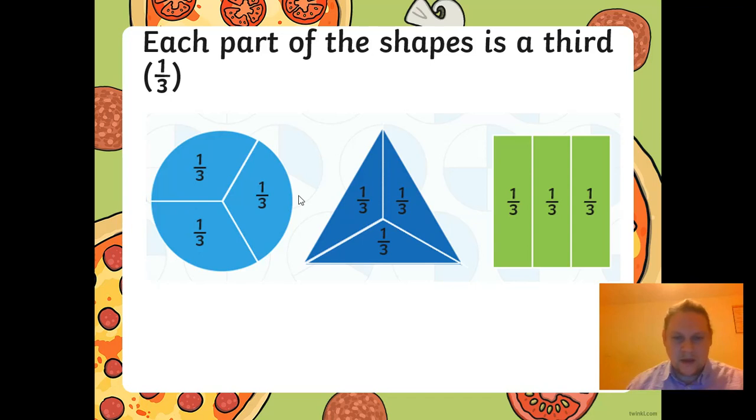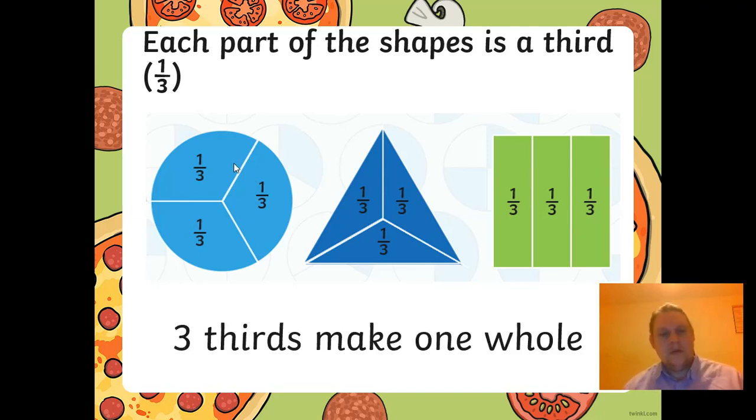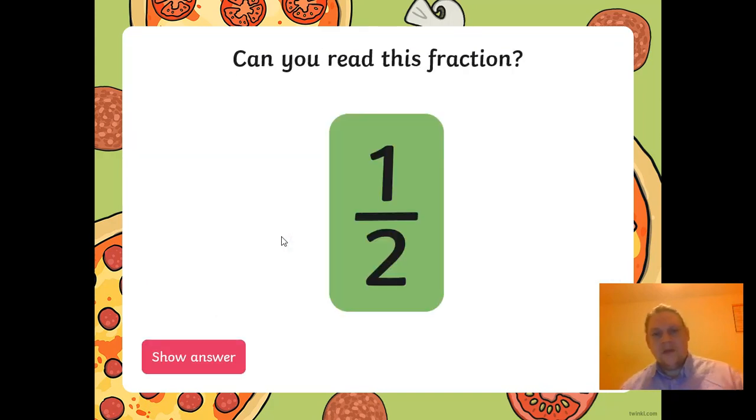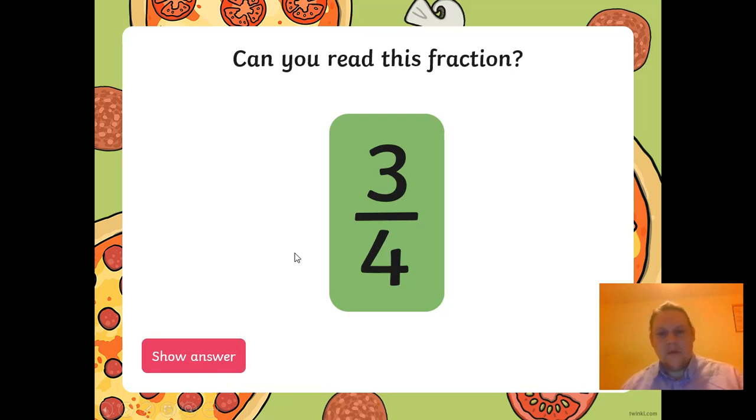You can see there we've put the names of each part in. So 3 equal pieces would make a whole, 1, 2, 3 in the whole. Each one of those is 1/3. Can you read this fraction? Well, there's 2 equal pieces. We're interested in one piece. Can you remember what that's called? A half.